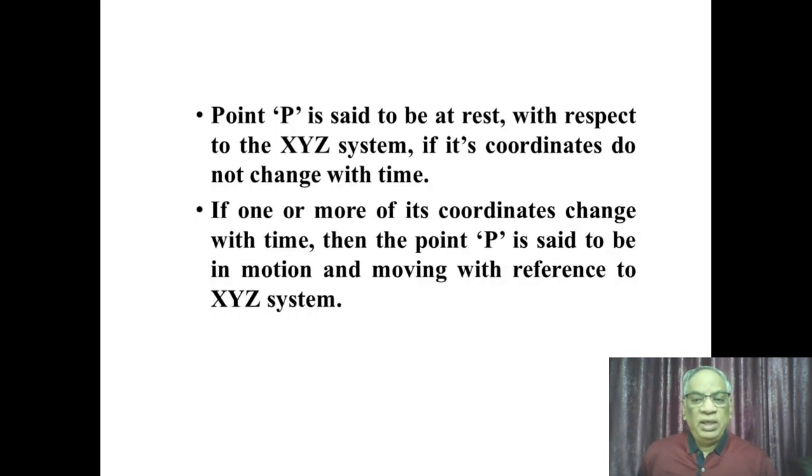Point P is said to be at rest if its coordinates do not change with time. If one or more of them, that means either X or Y or Z, or any two, or all change with time, then the point P is said to be in motion, with reference to the XYZ system. If you observe from another reference system, the situation will be different from what you observe from this XYZ reference system.